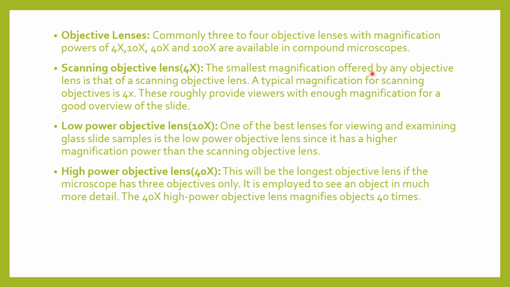Okay, so now, 4x is the scanning objective lens. The smallest magnification offered by any objective lens is that of the scanning objective lens. A typical magnification of scanning objectives is 4x. These roughly provide viewers with enough magnification for a good overview of the slide. Yes, the first and the smallest magnification is the 4x. And then next is 10x. 10x can enlarge a little more. The magnification power is more, and we call this the low power objective lens.